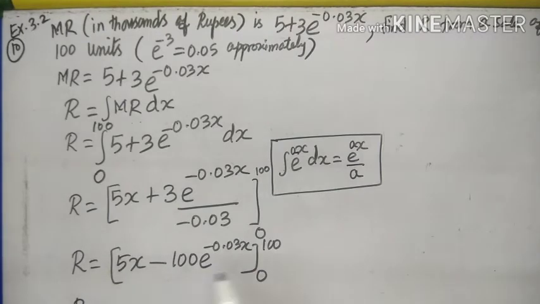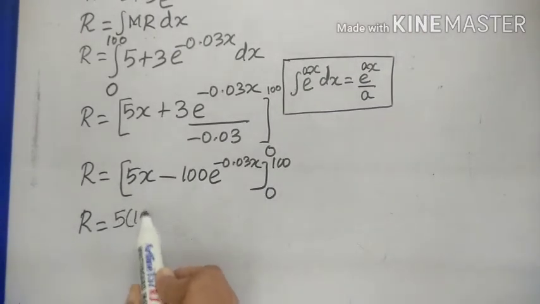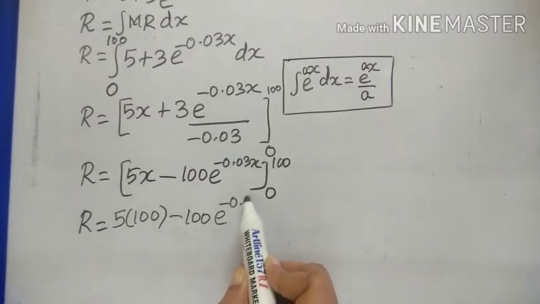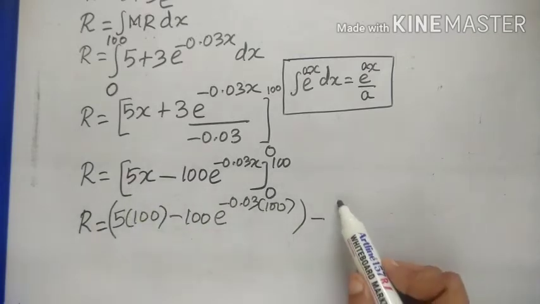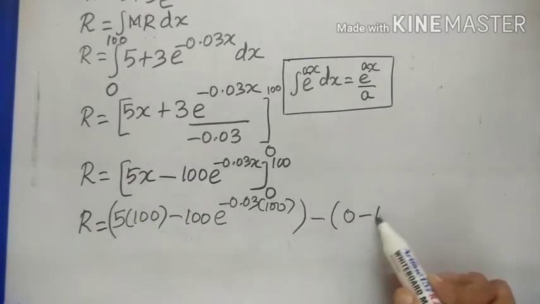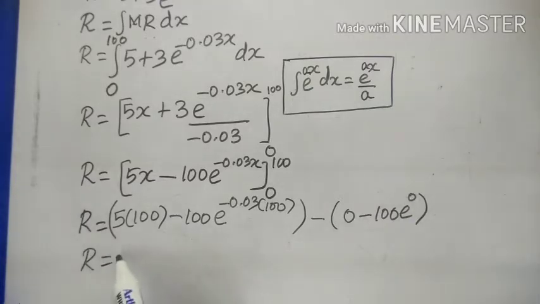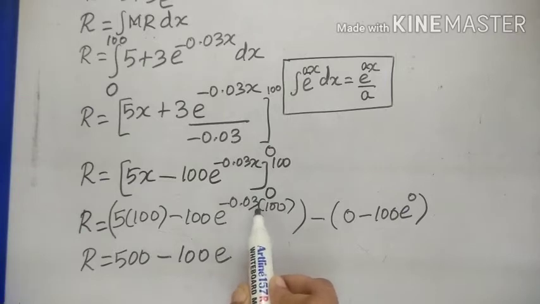R equals, wherever x is coming, upper limit. So I get R is equal to 5 into 100 minus 100 into e power minus 0.03 into 100. This is upper limit. Minus lower limit I put 5 into 0, 0 minus 100 e power 0. Simplifying this, R equals 500 minus 100 e power 100 into 0.03 is 3.